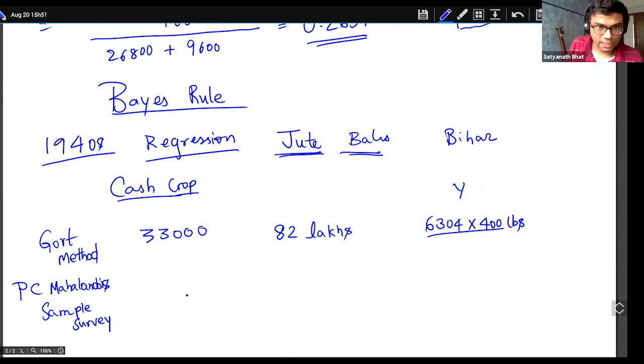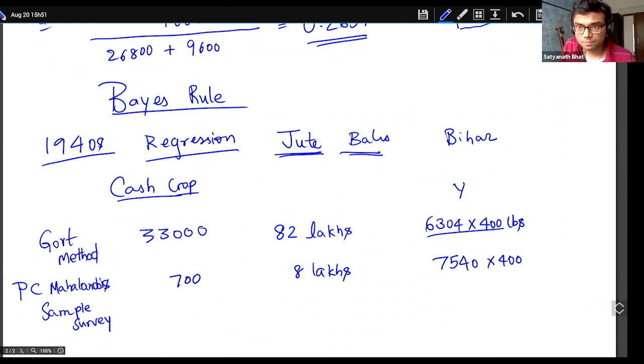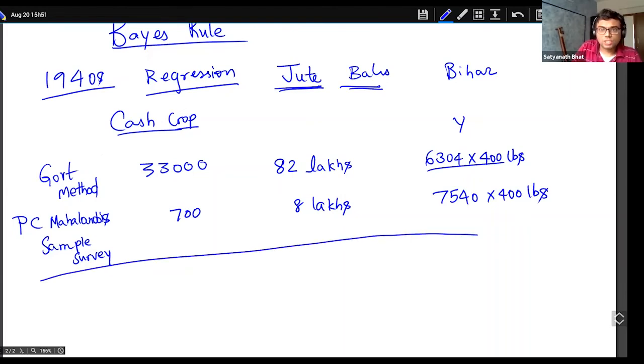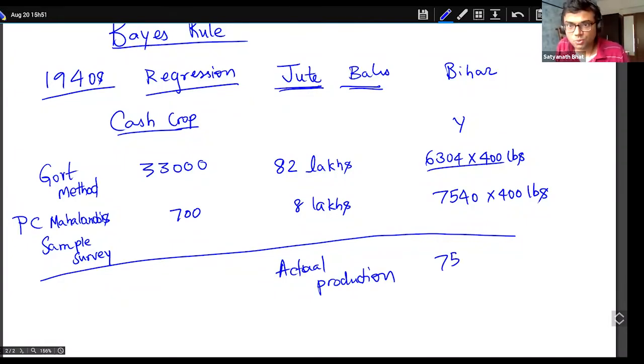And what was the investment required? They had 700 trained sample gatherers, and the cost was 8 lakhs. The prediction they made was 7540 into 400 pounds. So there were two different outputs. And then after the year was over, when people looked at the actual production in that particular year, it was 7562. So you can see that a statistics based method can sometimes be very good. I'm going to talk a little bit more about this idea, but I'm just trying to motivate it.